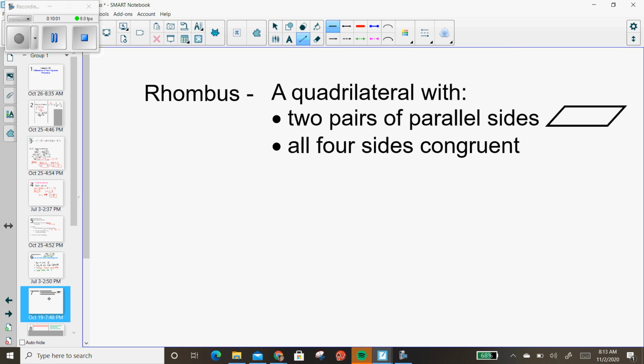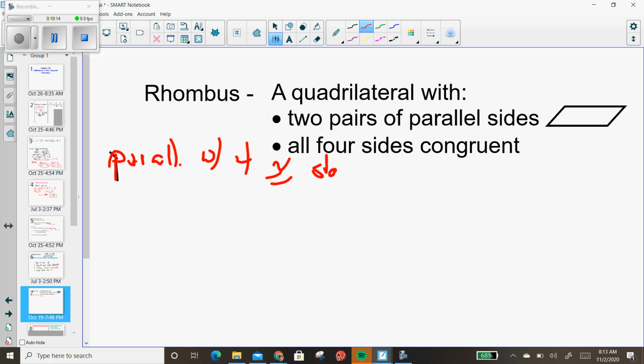So a rhombus then is a parallelogram with four congruent sides. So it's still a parallelogram. So the left and the right are parallel. The top and the bottom are parallel. But in addition, all four sides are congruent. I thought I had a picture in here. All right, on the next one.